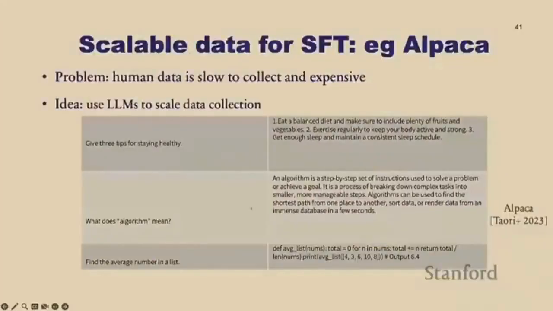And this is the type of data that we collected. So things like, what does algorithm mean? An algorithm is a step-by-step set of instruction used to solve a problem or achieve a goal, blah, blah, blah. So the data is actually pretty good, given that it was generated by LLMs from essentially 2 generations ago.